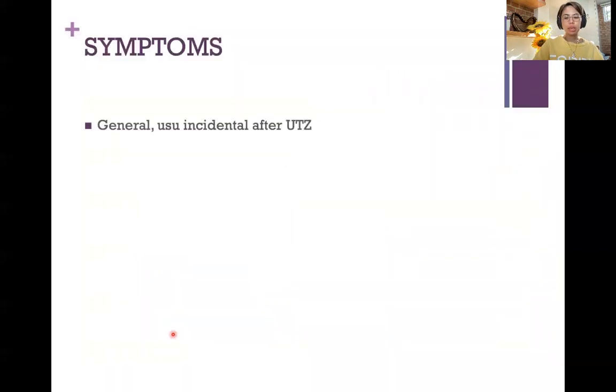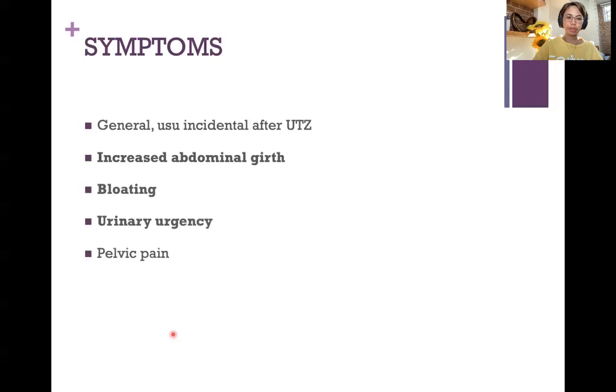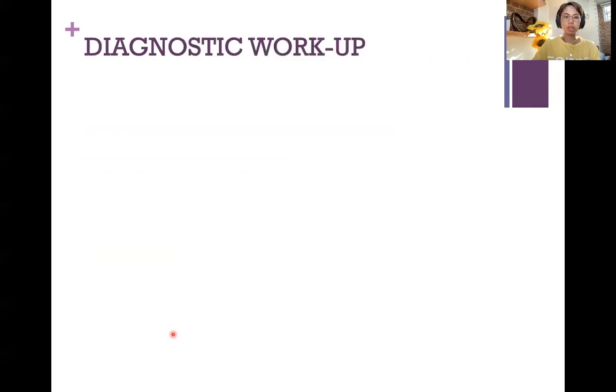Okay, as I said again, ovarian symptoms are vague, general, usually incidental. If it presents with symptoms, there is increasing abdominal girth, bloating, urinary urgency, pelvic pain. Now, staging is based on the result of operative exploration. So upon surgery, if we already see omental caking, that's already 3C. So it's automatic.